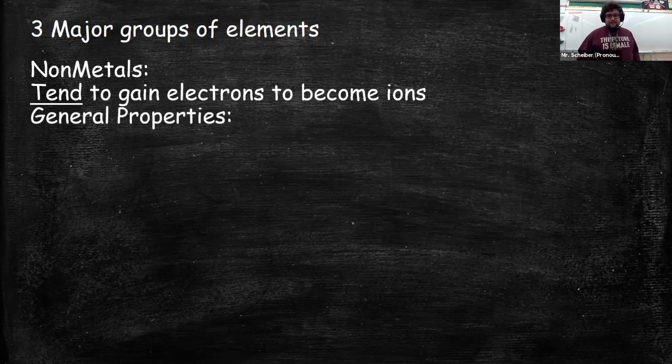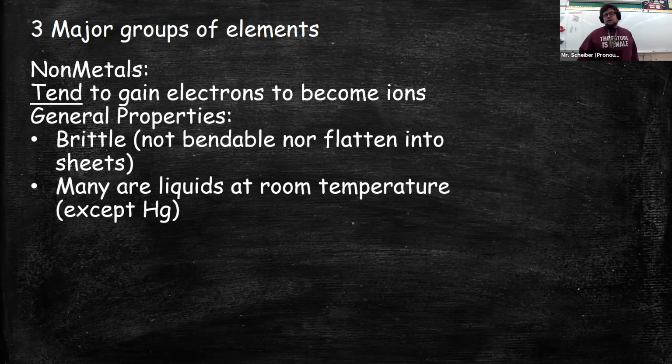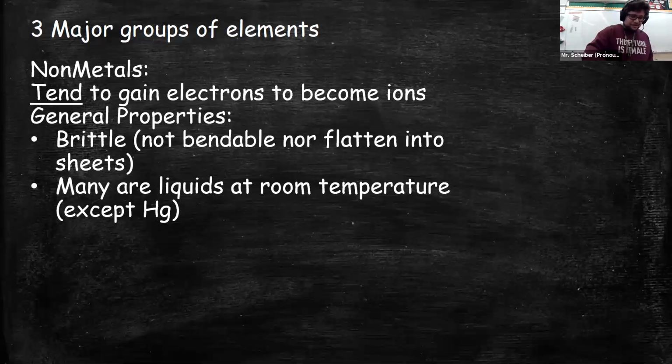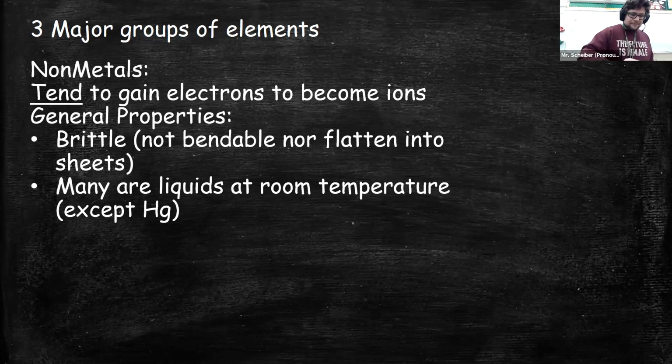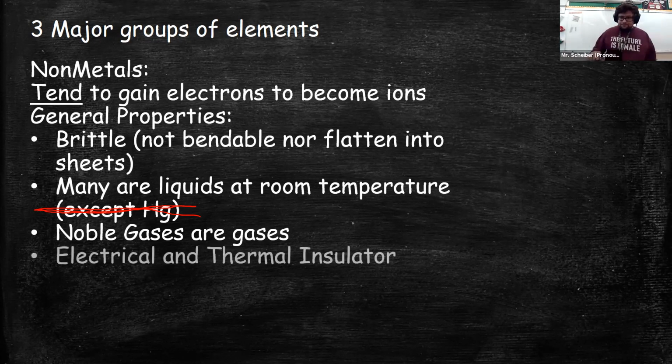Other properties of nonmetals: brittle, opposite of malleable. You can't bend them nor flatten them. Many of ours are liquid at room temperature. Many of them, Hg was from before. So let's cross that one out. Don't worry about that. The noble gases are gases, obviously, at room temperature.